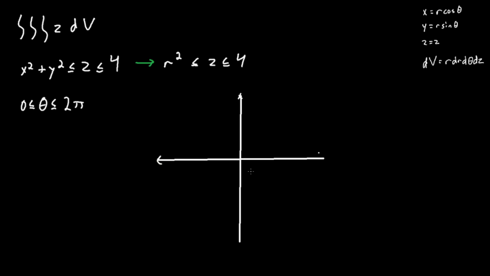And if we draw this graph, we can actually picture or visualize what our bounds look like. Let's say this is the r axis and this is the z axis. R squared is a simple parabola. So let's draw the simple parabola.